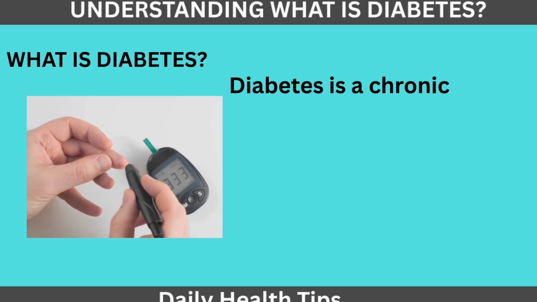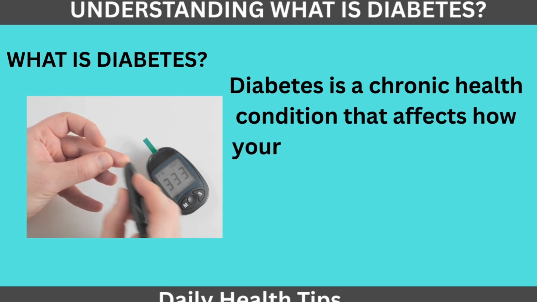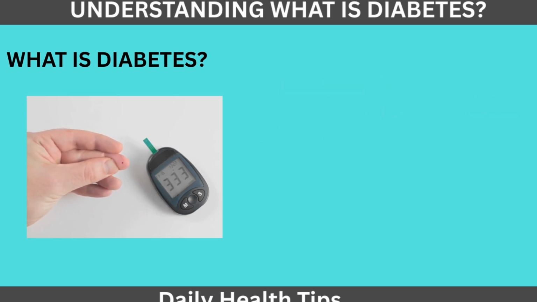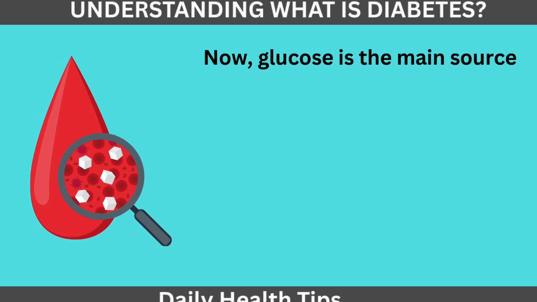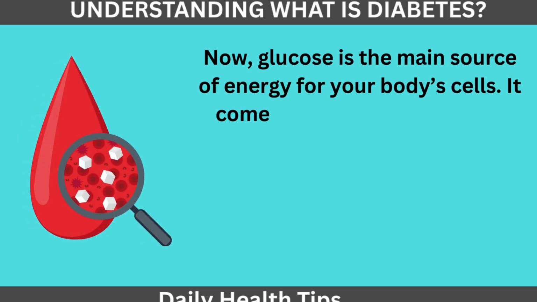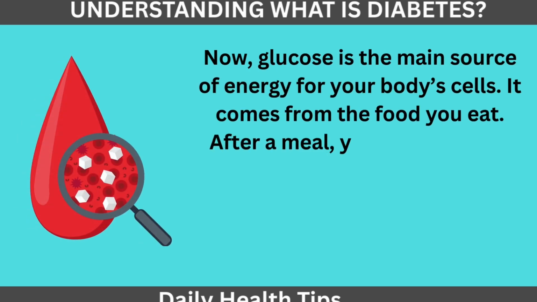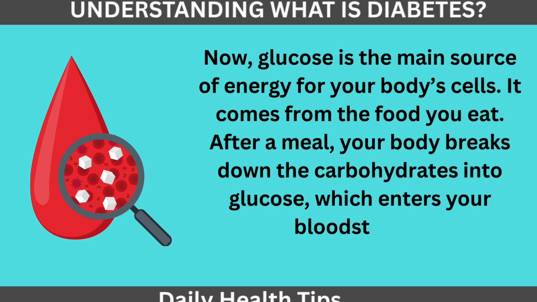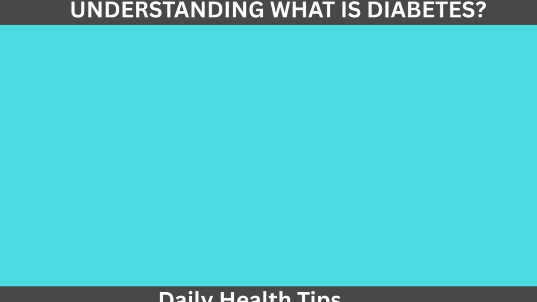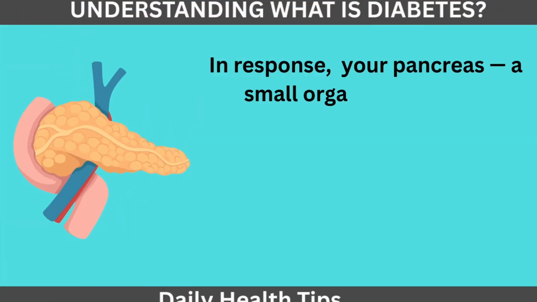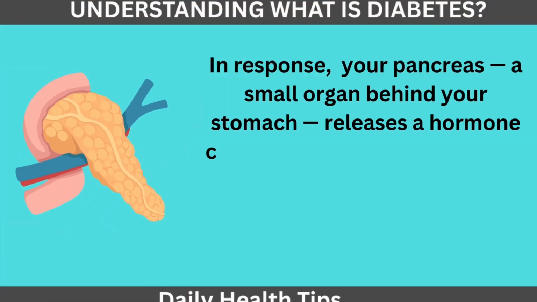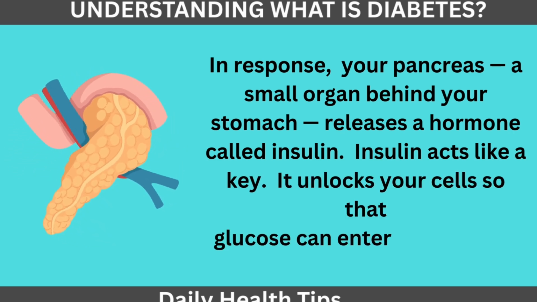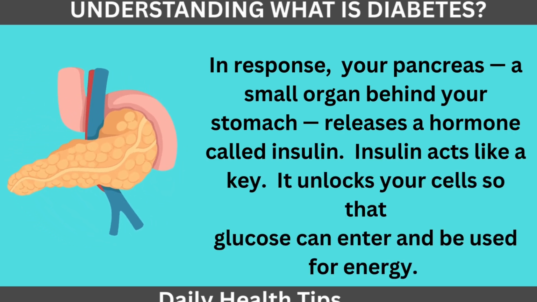What is diabetes? Diabetes is a chronic health condition that affects how your body processes blood sugar, also known as glucose. Now, glucose is the main source of energy for your body's cells. It comes from the food you eat. After a meal, your body breaks down the carbohydrates into glucose, which enters your bloodstream. In response, your pancreas, a small organ behind your stomach, releases a hormone called insulin. Insulin acts like a key. It unlocks your cells so that glucose can enter and be used for energy.